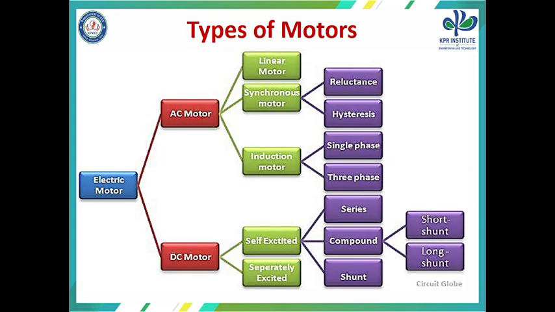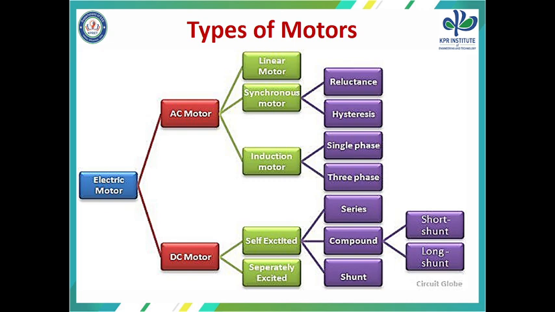Types of motor. Electrical motors are classified into two categories: AC motor and DC motor. AC motors include linear motor, synchronous motor and induction motor. Synchronous motors are called reluctance and hysteresis, and induction motor may be a single phase induction motor or three phase induction motor.